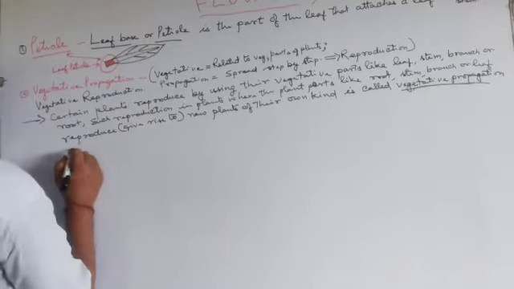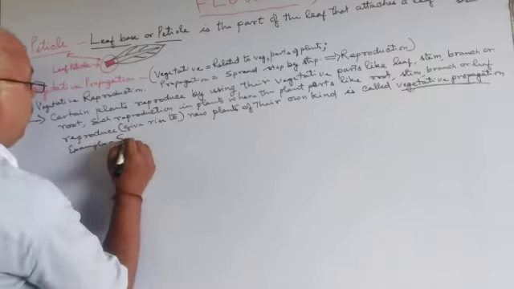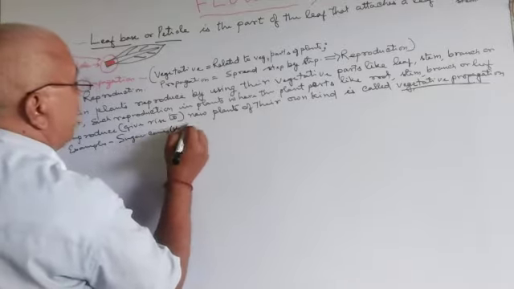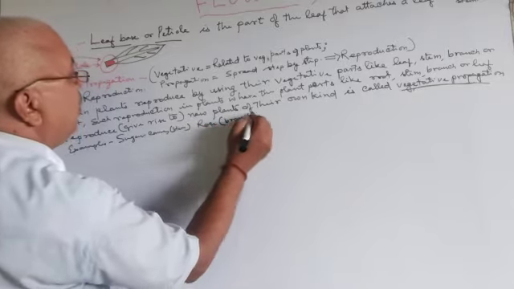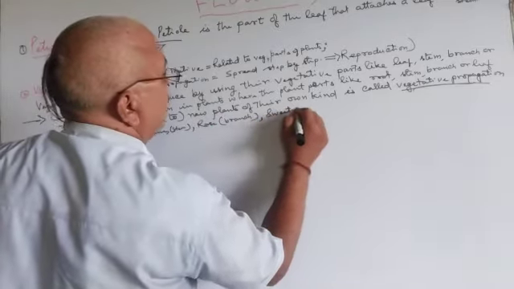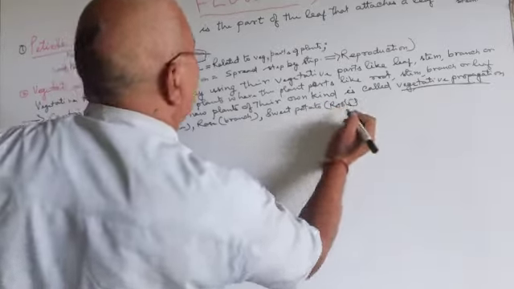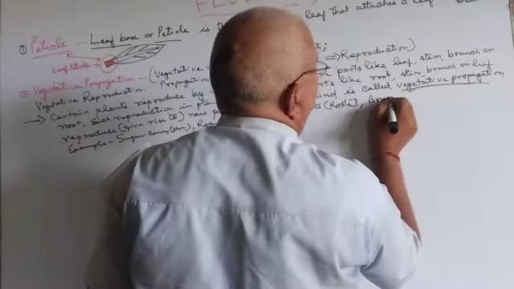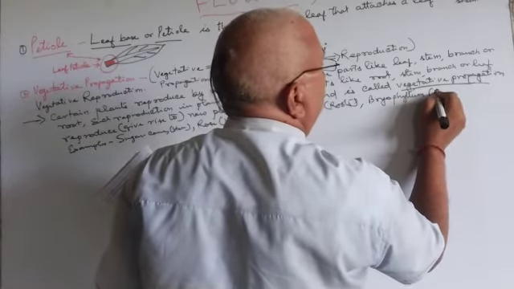Examples you can write in this vegetative propagation. Examples are sugarcane by stem, rose by branch, then sweet potato by roots. So stem, branch, root, then leaf, bryophyllum by leaf.